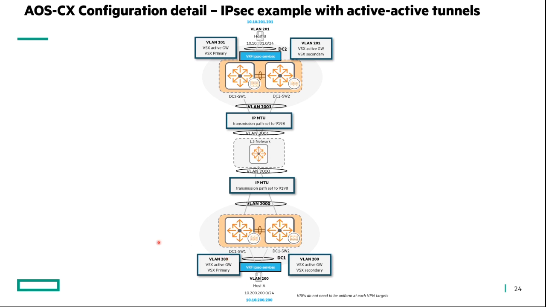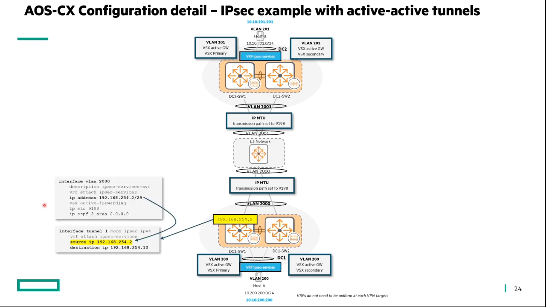Now moving on to the active tunnels at DC1 switch 1. So we've got configuration of interface tunnel 1, mode IPsec, source IP address is 192.168.254.2, targeting destination IP 192.168.254.10. And I hear you say, where do we get these IP addresses from? And here would be the explanation.